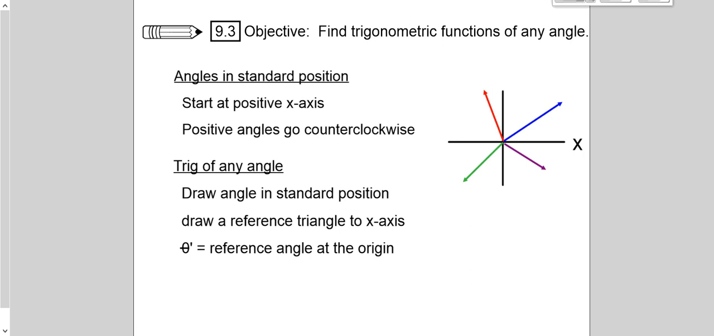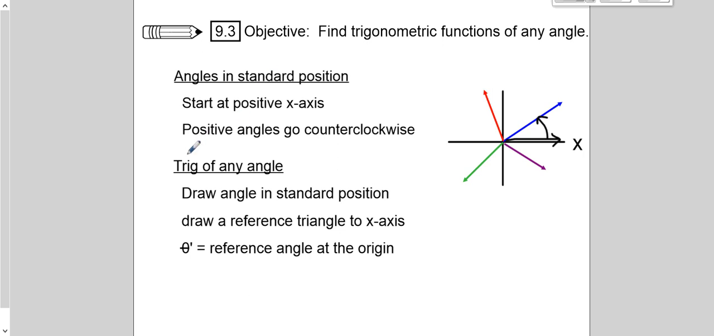Angles in standard position. Angles in standard position start at the positive x-axis, and positive angles go counterclockwise. So for this first blue angle, its starting spot would be the positive x-axis, and it goes to here in a counterclockwise direction. Now, that's standard position.